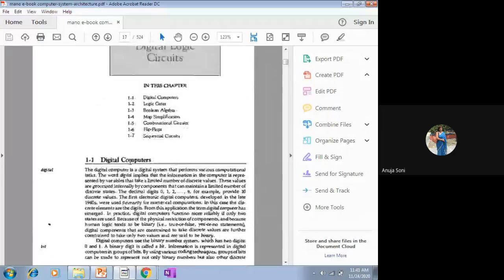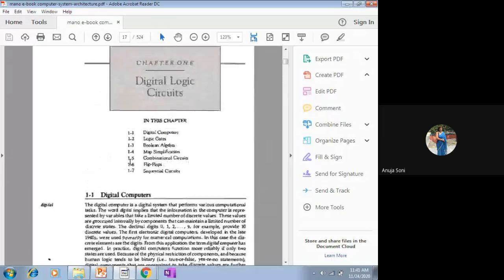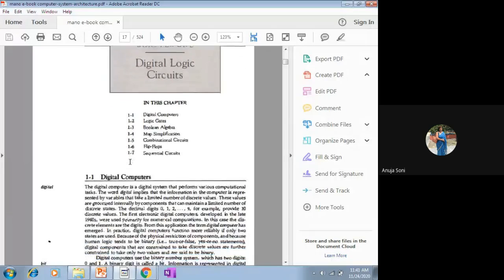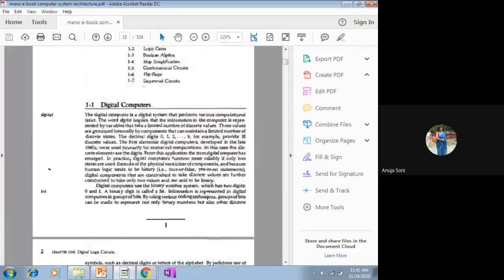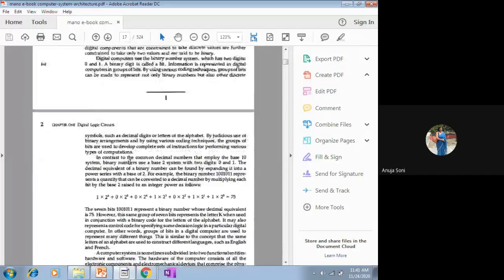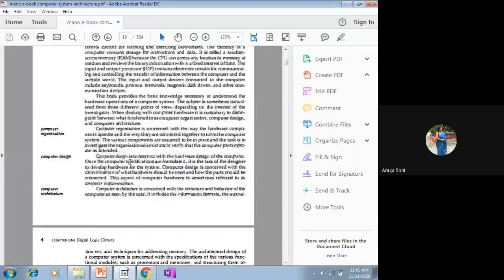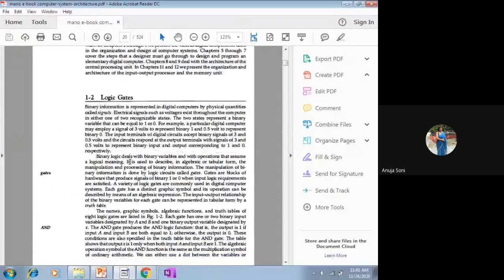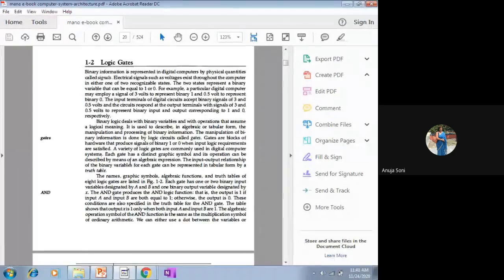This is the first chapter, digital logic. The introductory part of digital computers we have already done. Now we come specifically to the logic gates, because logic gates are not mentioned in the PPT that I sent you. So the details of the logic gates we will do straightforward from the book only.